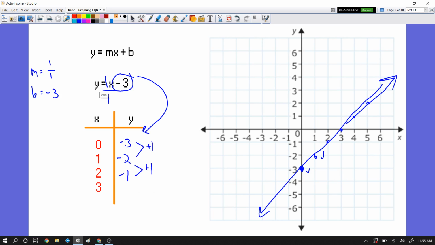And what was our slope? Positive 1. So take a guess. That's right, 0. So 3 minus 3 is 0. Look at that. Over 3, up and down 0. Nice!